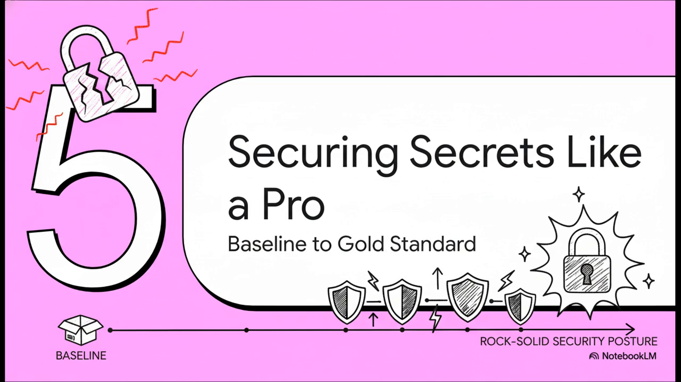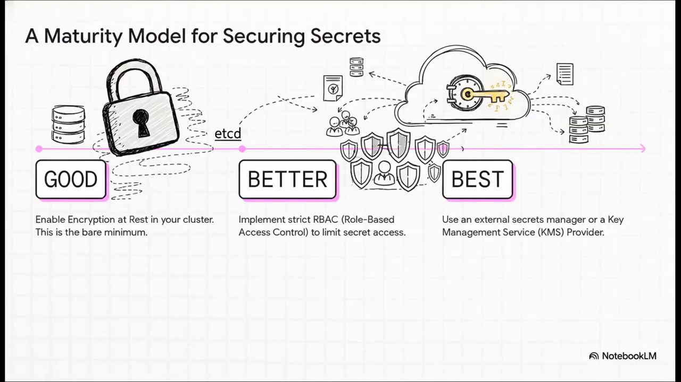All right, so the default setup is clearly not good enough. But don't worry, the good news is there are some really powerful professional ways to fix this. Let's talk about how to move from this weak baseline to a truly rock-solid security posture. Let's do this like the pros. The best way to think about it is like leveling up your security game. The good step, the absolute bare minimum you should be doing, is enabling encryption at rest for your etcd database. Better is when you layer on strict role-based access control, or RBAC, to tightly control who can even read secret objects in the first place. But the best approach, the real gold standard, is to use an external system that's literally built for managing secrets.